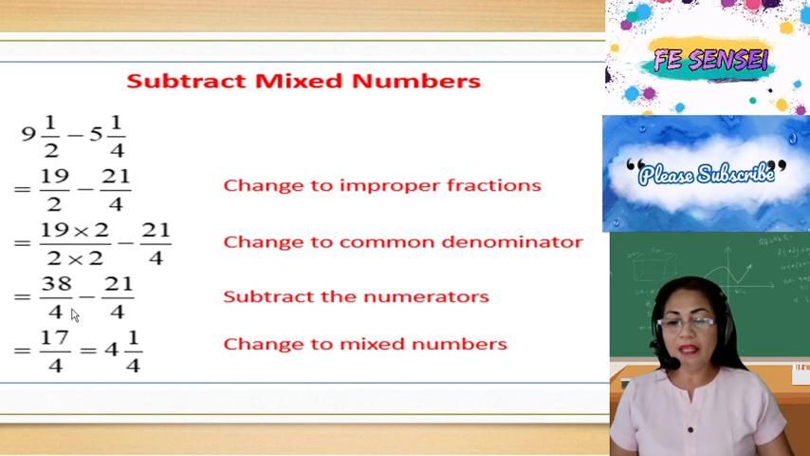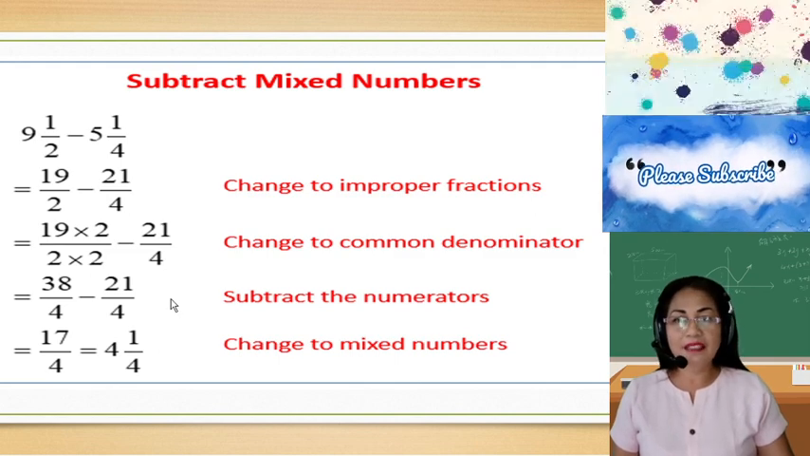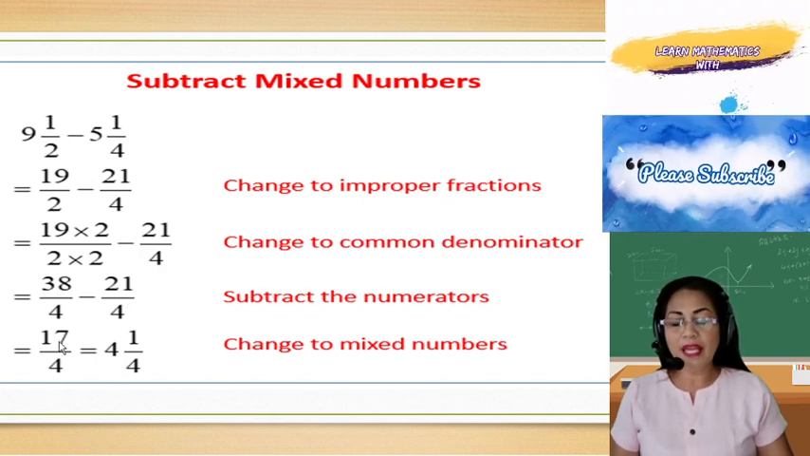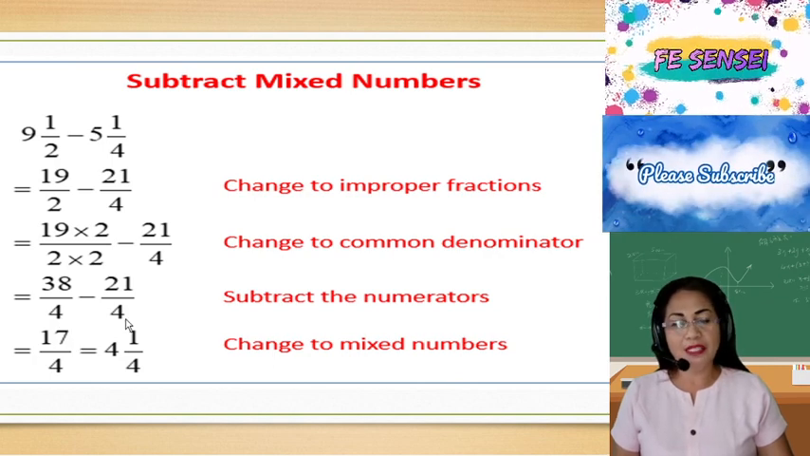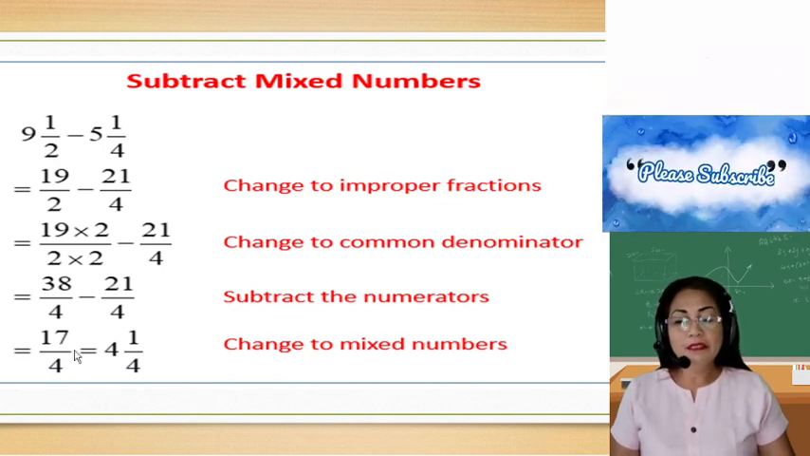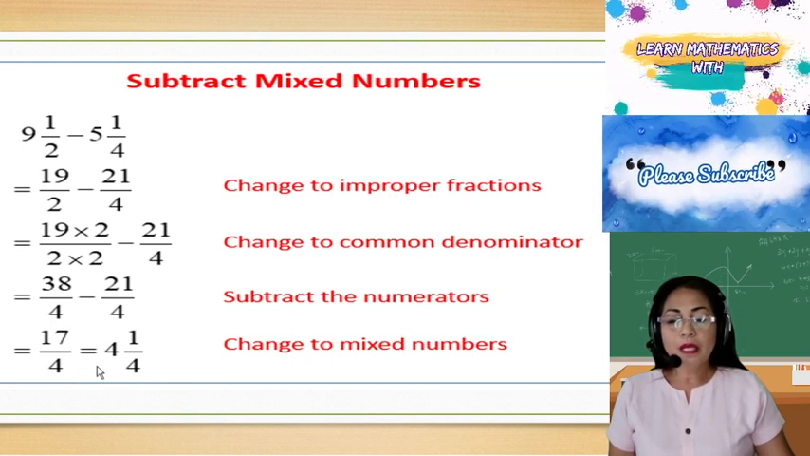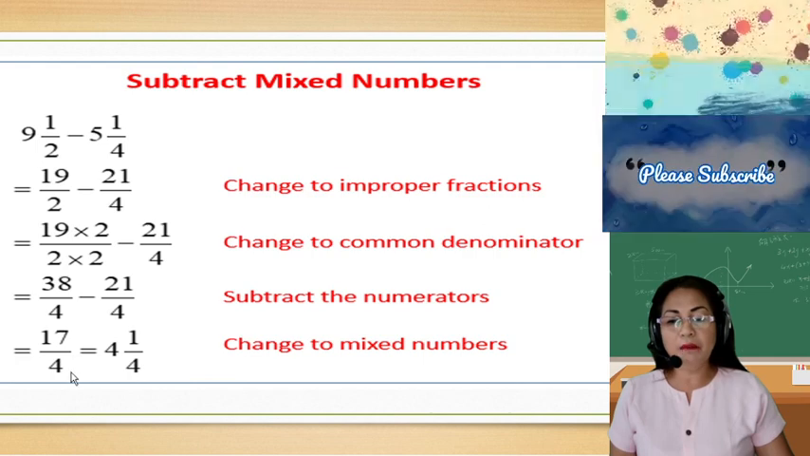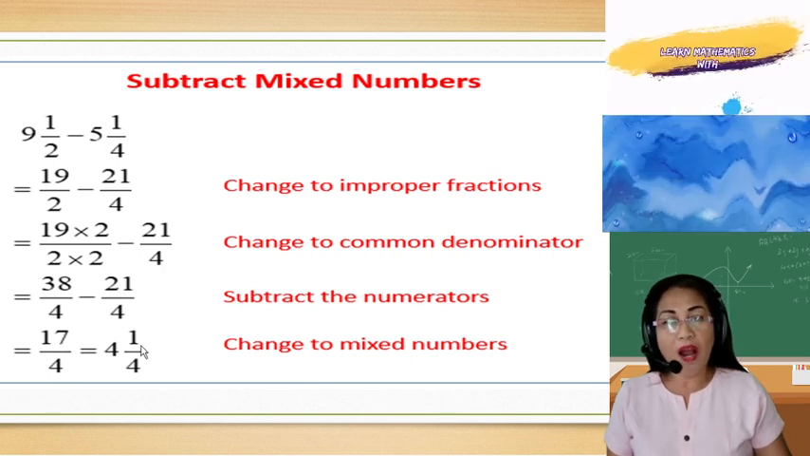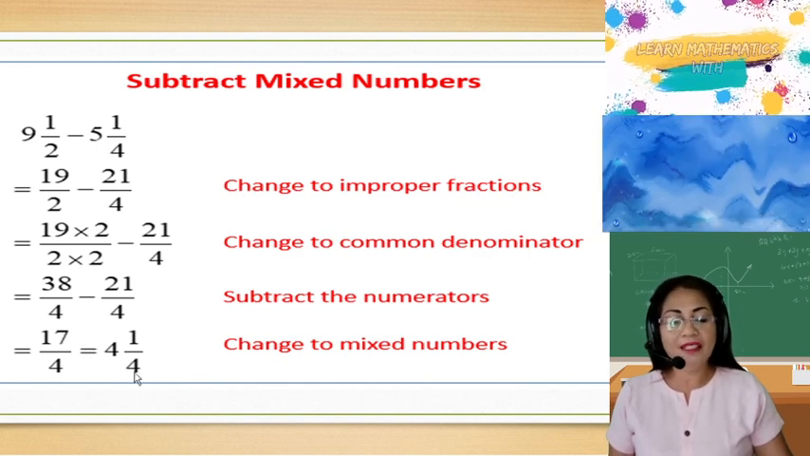So multiply 2 by 2 equals 4, and the numerator 19 times 2 equals 38. So 38 over 4 minus 21 over 4 are similar fractions. So we can easily subtract. 38 minus 21 equals 17. And copy the common denominator, which is 4. So our answer is 17 over 4. But 17 over 4 is an improper fraction. So we're going to change it to a mixed number. 17 divided by 4 is 4. 4 times 4 is 16. 17 minus 16 is 1, and copy the denominator 4. So our final answer is 4 and 1/4.